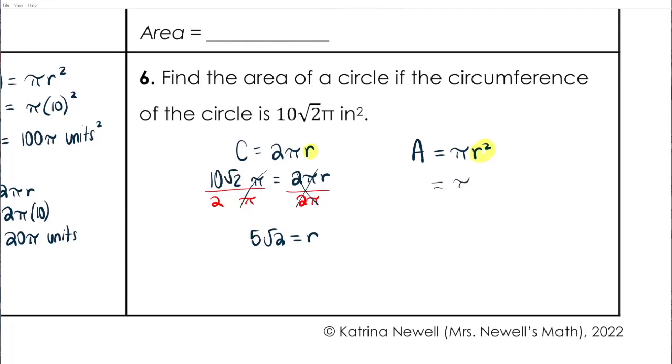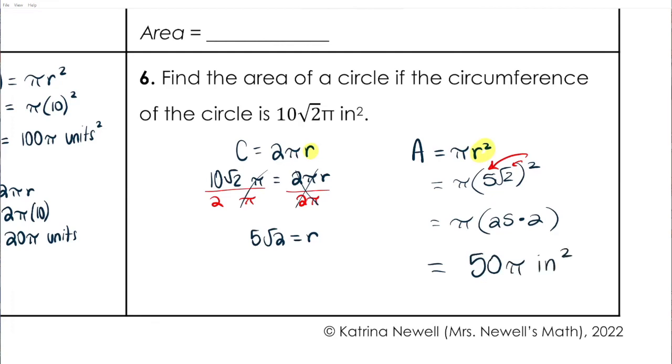Now that we know our radius, we're going to go 5 root 2 squared. Right? Remember, when we square both. So 25 times 2, okay, because when you square a square root, it becomes nothing. It cancels out. So our answer is 50 pi inches squared.